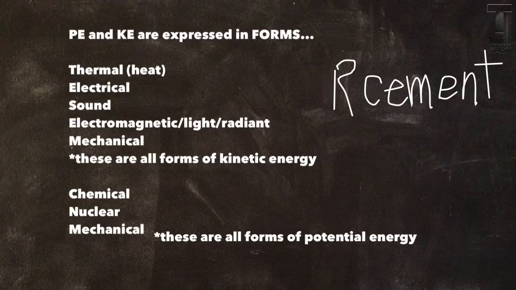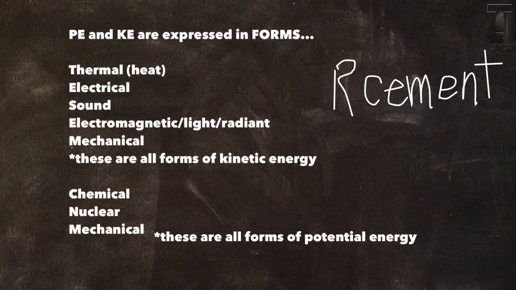Then you have chemical energy, nuclear energy, and mechanical again. Mechanical can be both kinetic if it's dealing with motion, or it can be potential if it's dealing with the position. But chemical, nuclear, and mechanical are all examples or forms of potential energy, the way that potential energy is expressed.